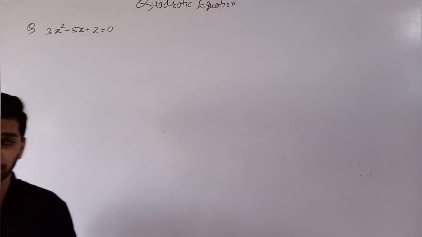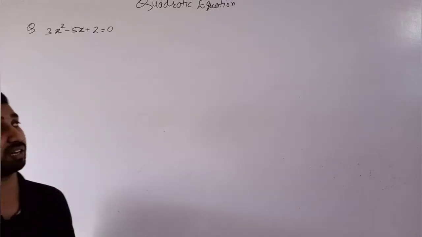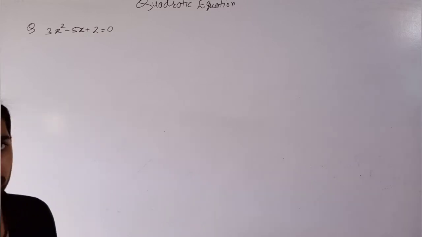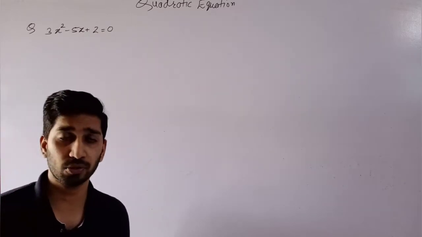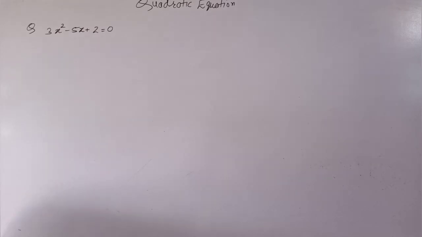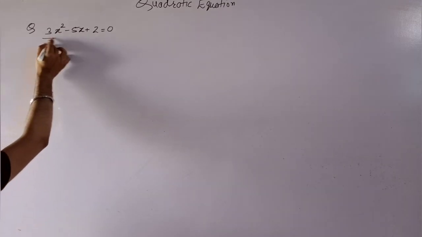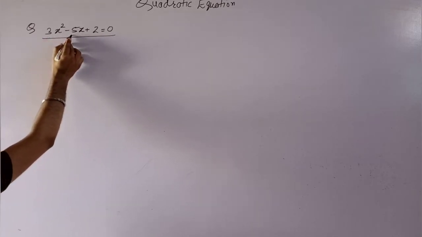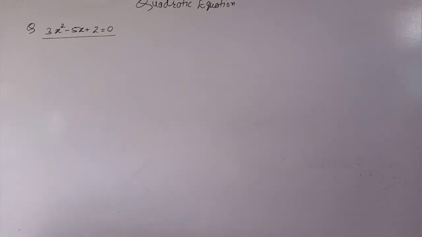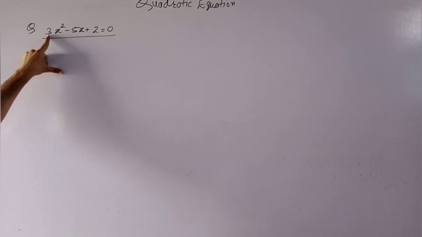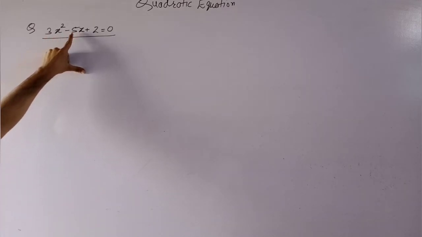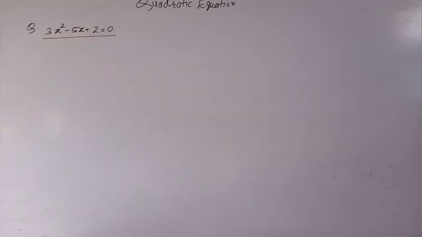Today in this video lecture we will discuss the topic of quadratic equations, the solution of quadratic equations by using the perfect square method. In the previous video lecture we discussed the factorization method, and in this video lecture we will discuss our second method, the perfect square method. For example, take the quadratic equation 3x square minus 5x plus 2 is equal to 0. The coefficient of x square is 3, the coefficient of x is minus 5 and the constant term is 2.